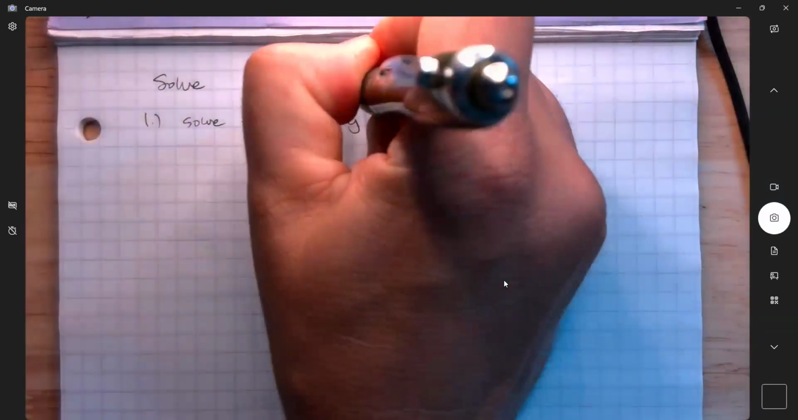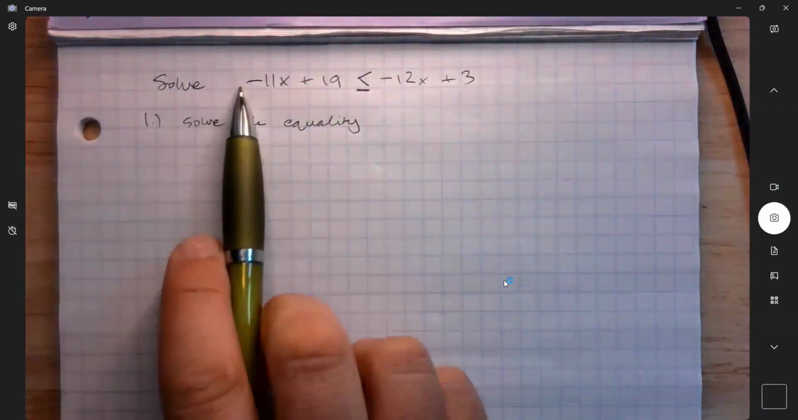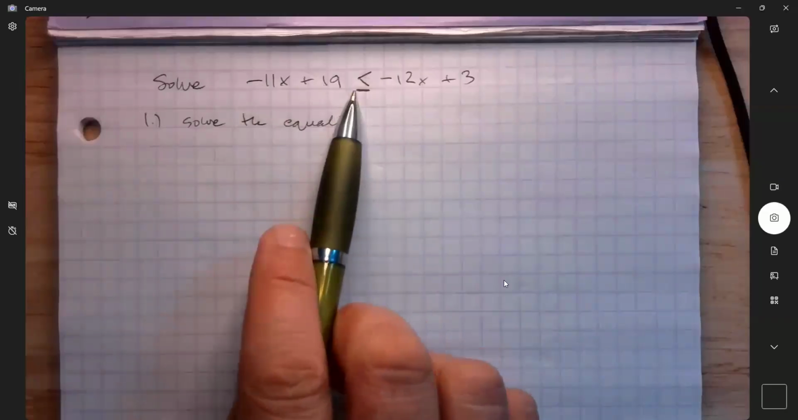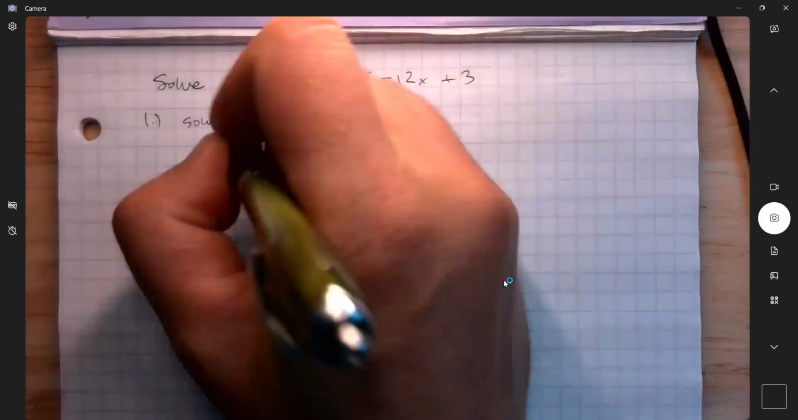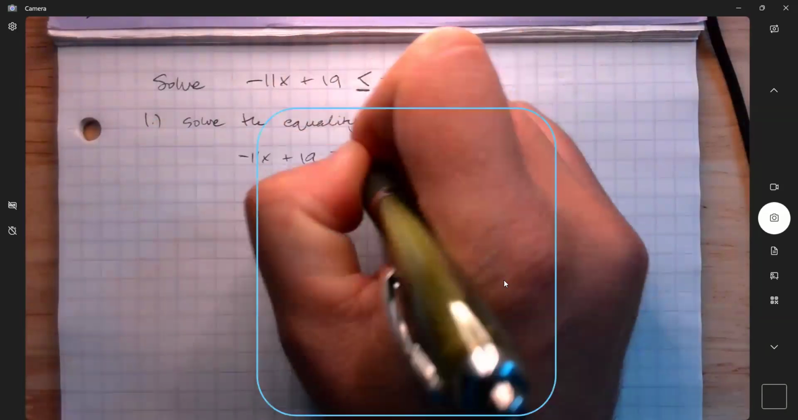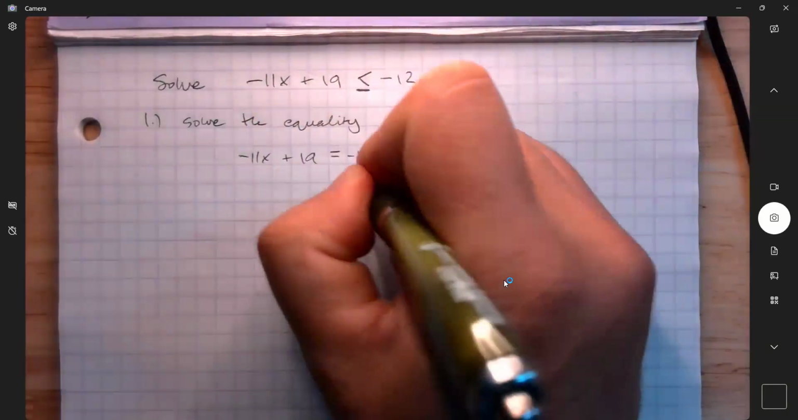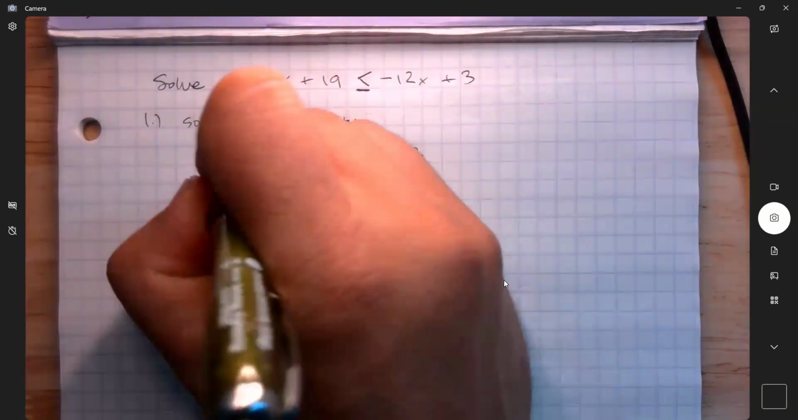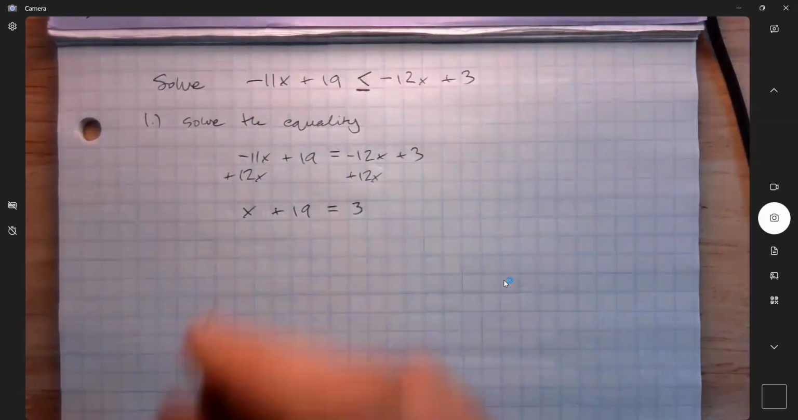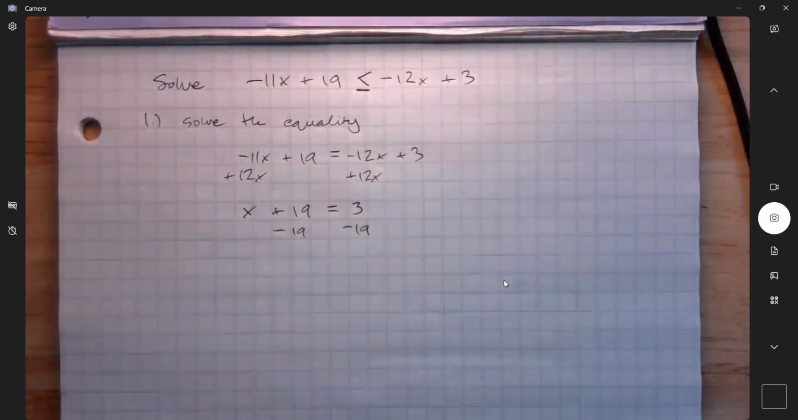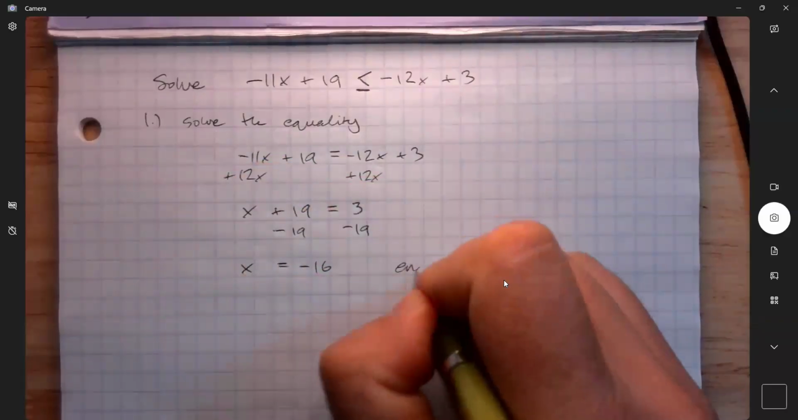And I'm going to change this before we do anything else so we get practice solving the other type. So negative 11x plus 19 is less than or equal to negative 12x plus 3. So we turn it into an equality as our first step. We're going to find out where they're equal. Let's see, get all the x's on one side. So let's add 12x to both sides. And we get x plus 19 should equal 3. And then get the numbers on the other side. So we'll subtract 19 from both sides. And we get x equals negative 16. That's the end point.